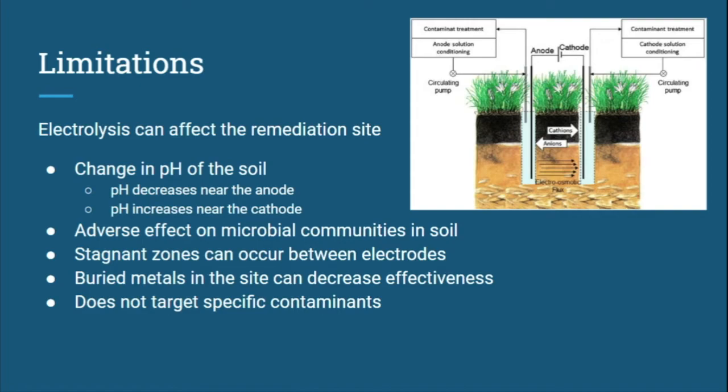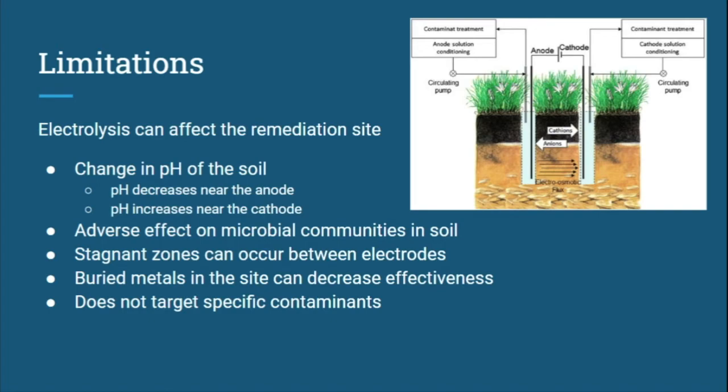Remediation using electrolysis may not be homogeneous. Some areas in the remediation site may be better remediated than others, and this is due to possible stagnant zones that can occur between the electrodes. Buried metals can also impede the remediation process. Metals can decrease the effectiveness if they are buried within the electrical measuring field, since they tend to interfere with the electroosmotic flux.